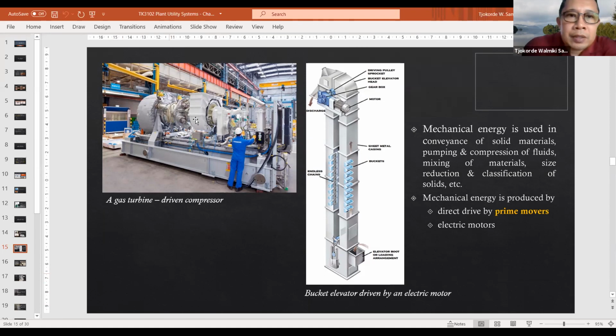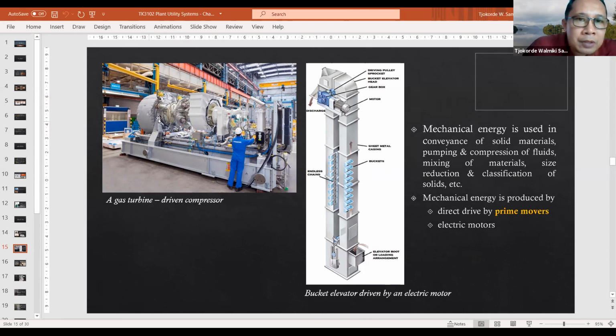So this prime mover then moves or drives other equipment. For example, here, the gas turbine. This is the gas turbine, and that's actually, which one is which? I think this is the gas turbine. You remember the Brayton cycle in your thermal class.